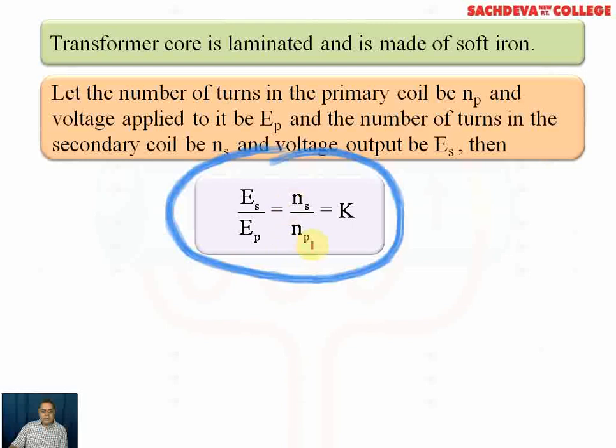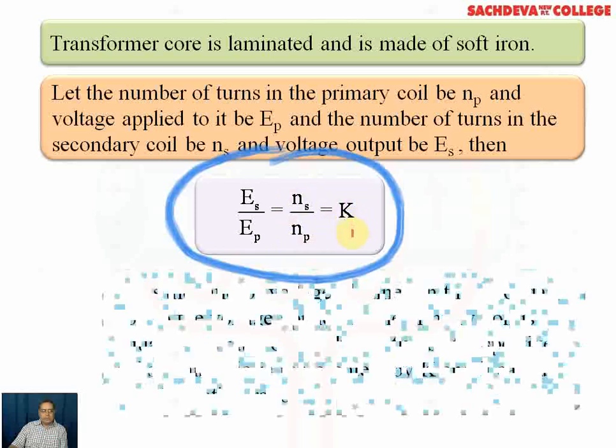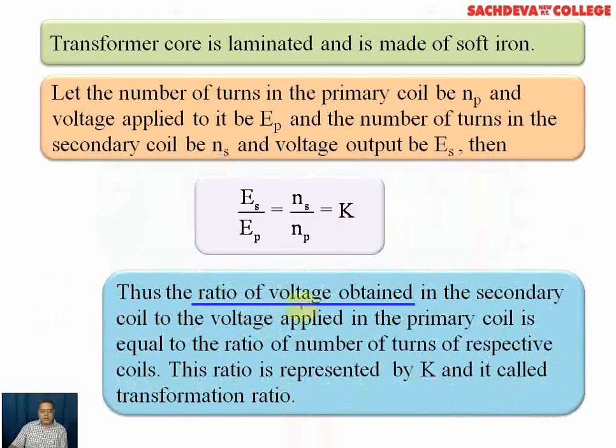So Es over Ep is equal to Ns over Np, that is equal to K, and K is called the constant, the transformation ratio. Thus, the ratio of voltage obtained in the secondary coil to the voltage applied in the primary coil is equal to the ratio of the number of turns of the respective coils, that is Ns by Np. This ratio is represented by K and it is called the transformation ratio.